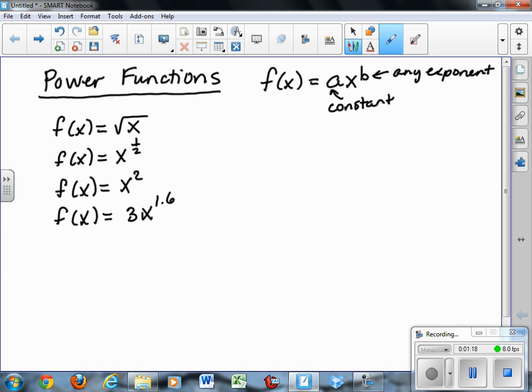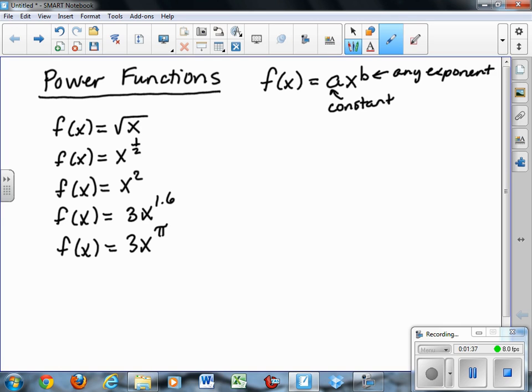So this exponent could be a decimal exponent. It doesn't have to be a whole number or fraction. It could be any kind of exponent. I could even have f of x is equal to 3x to the pi power, although we don't see that very often. That still is considered a power function.